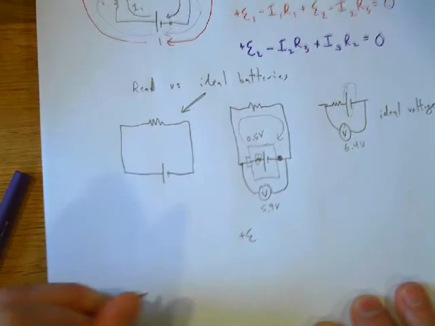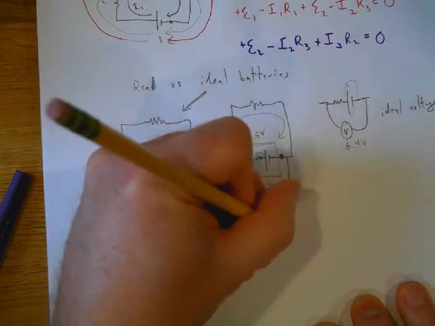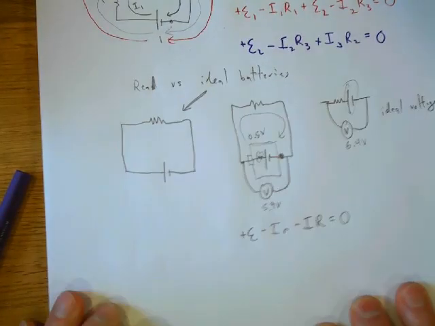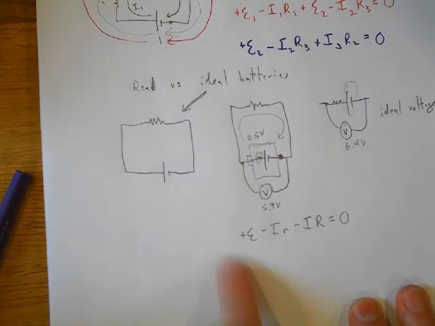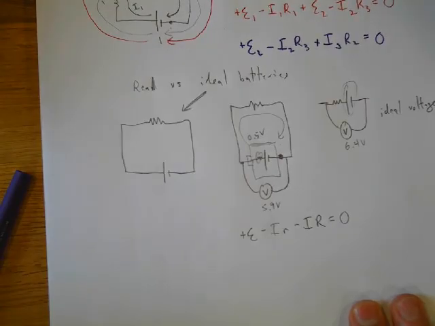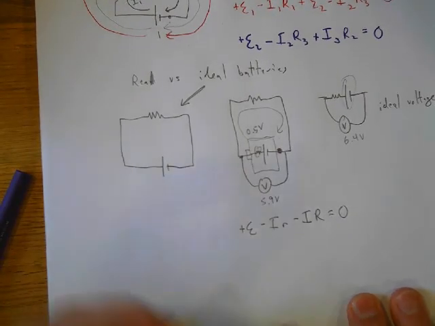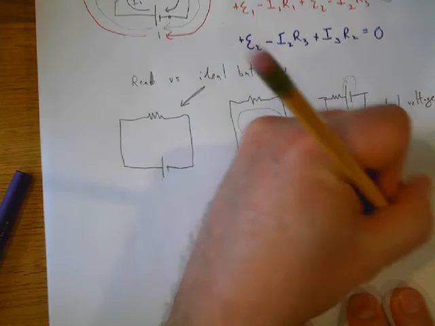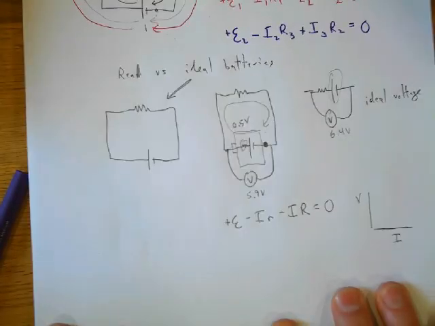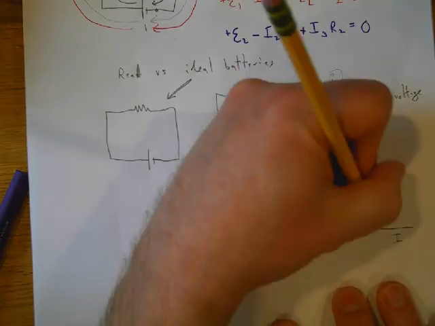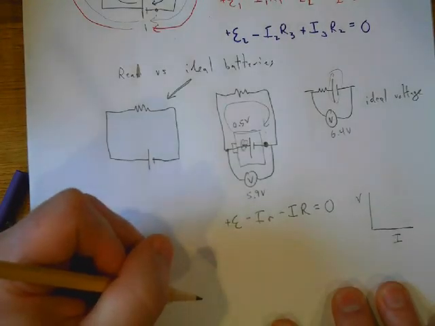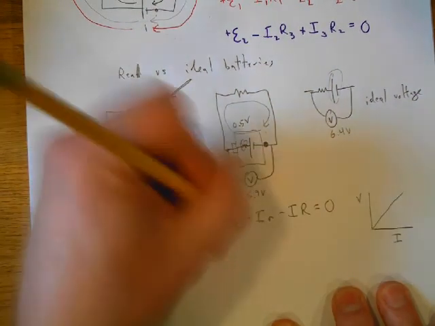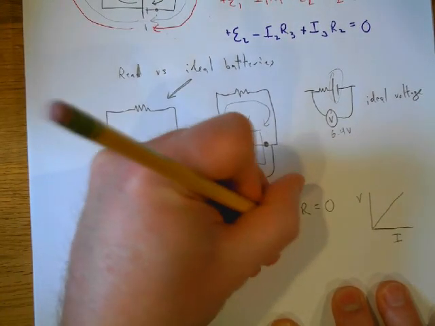If I was to write my loop rule for this circuit, let's say I start here and go around clockwise. I encounter this first, then my internal resistance, then my other resistor, and then I get back to my starting point. Now, it all depends on what the question is asking you to do. Let's say you had a graph of V and I. Well, then hopefully you realize it would be linear.